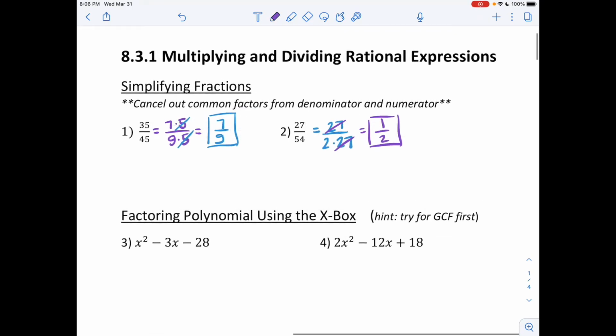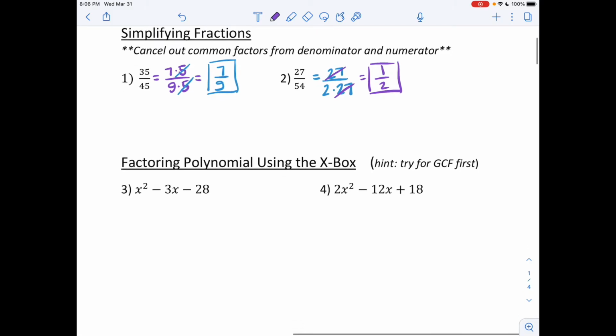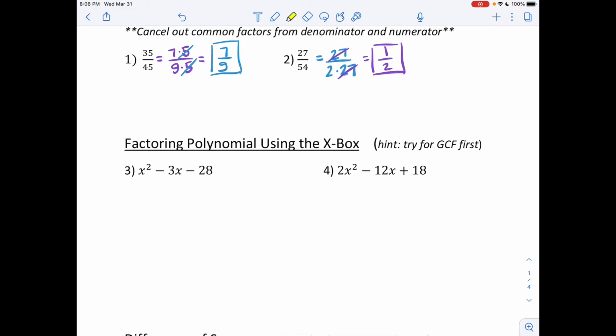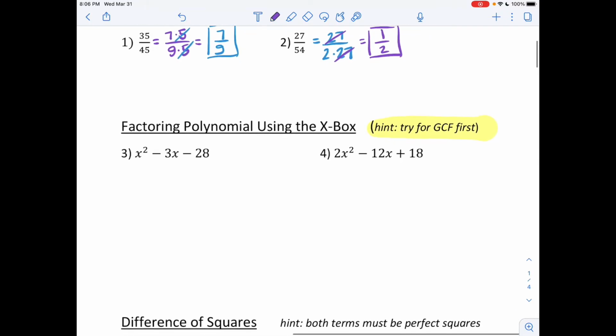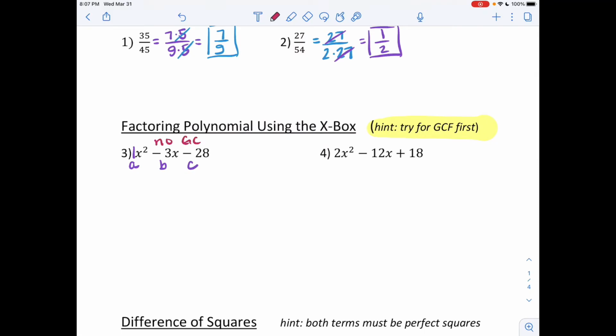Let's go ahead and review factoring because we are going to extensively use factoring when we are multiplying and dividing rational expressions. Remember that we always have to look for a greatest common factor first, so we'll be doing that. And this first one, x squared minus 3x minus 28, well, that has an a value of 1, a b value of negative 3, and a c value of negative 28. And I don't see anything that these have in common. There is no greatest common factor. So let's just make ourselves a note that there is no GCF.